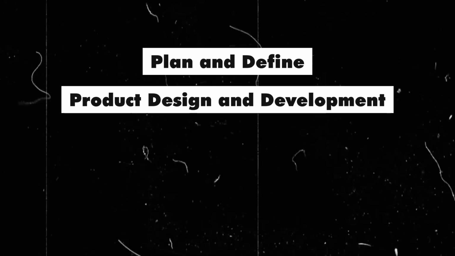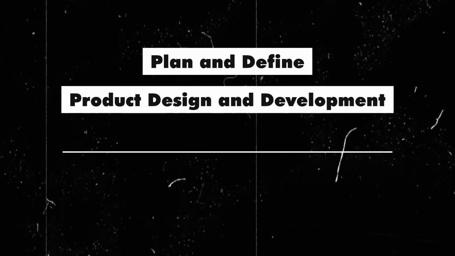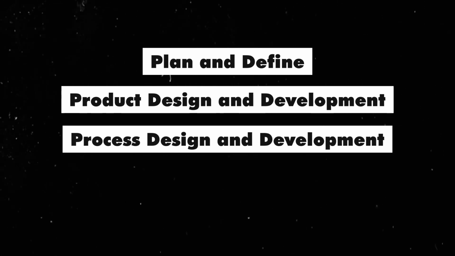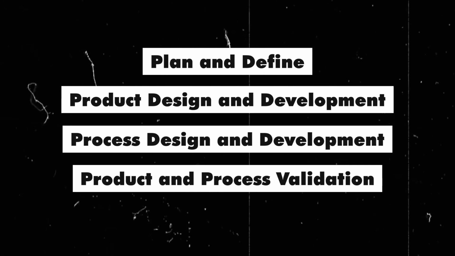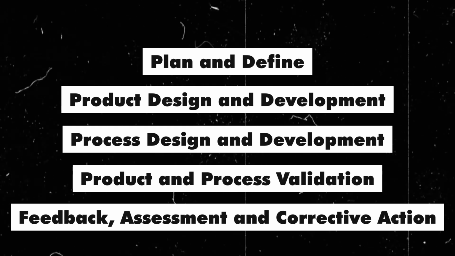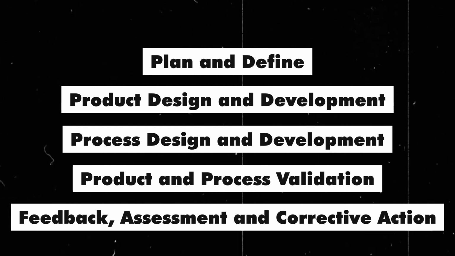Now, when we talk about APQP 3rd edition, which was published in the month of March 2024, just like the 2nd edition, there are 5 phases. The first phase is talking about plan and design. Second one is talking about product design and development. Third one is talking about process design and development. The fourth one is talking with respect to the product and process validation. And the fifth one is talking with respect to the feedback and corrective action.